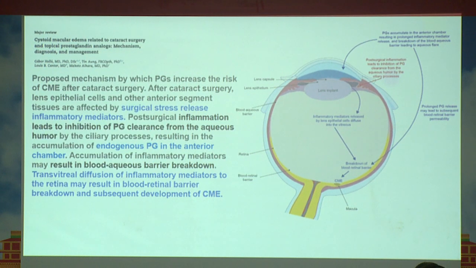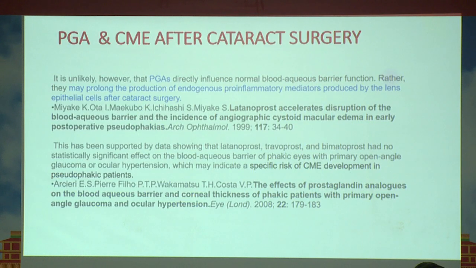The surgical stress releases inflammatory mediators; transvitreally they go and break the blood-retinal barrier and cause cystoid macular edema. But it is highly unlikely that these prostaglandin analogs directly influence the normal blood-aqueous barrier function. Rather, they may prolong the production of endogenous pro-inflammatory mediators produced by the lens epithelial cells after cataract surgery.